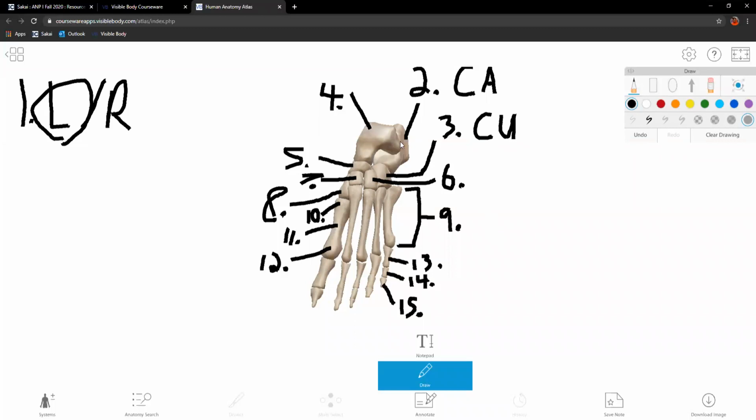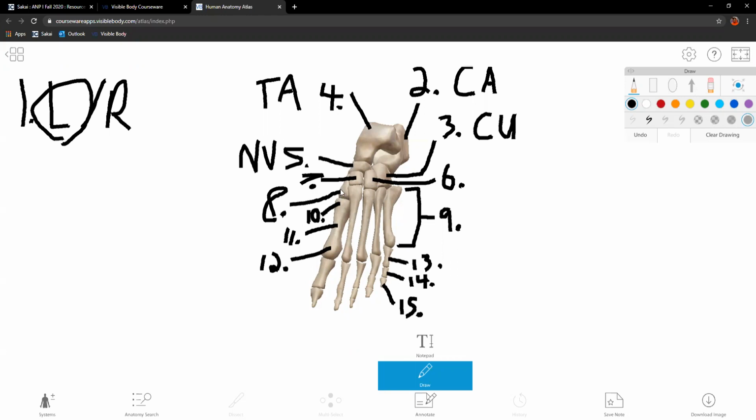Number four is going to be this big guy sitting on top of the foot here, part of your ankle, and that is going to be your talus. Butting up right next to that one is going to be your navicular. So your navicular will be number 5.